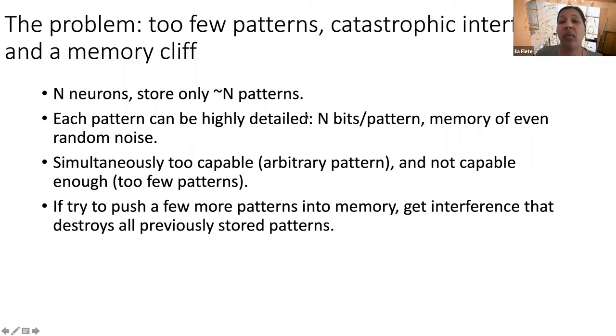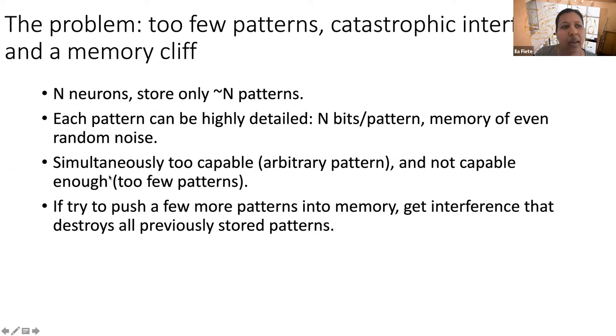Each pattern, though, can be really rich in details. So Hopfield networks can store up to n bits per pattern. So you can have user-defined patterns that are random and arbitrary, and the network stores all the bits in that pattern, including random noise, right? And we know that that is not something we're very good at. We're not good at storing random arbitrary patterns in memory. So that means that we've got simultaneously a small number of patterns that can be stored, but a massive amount of information per pattern, right?